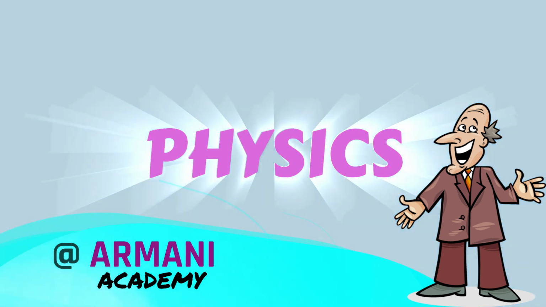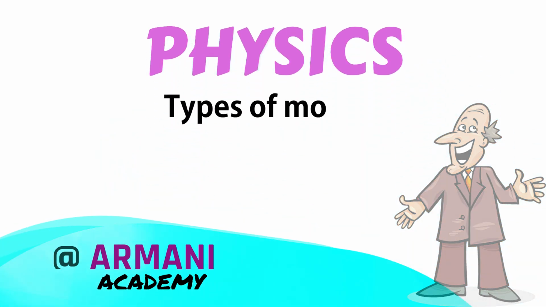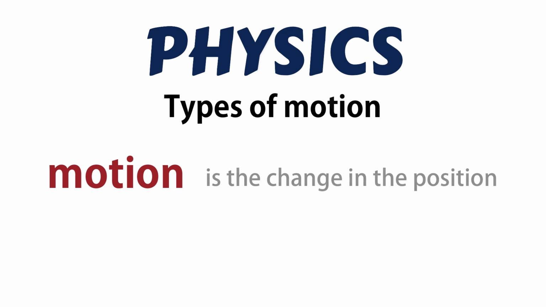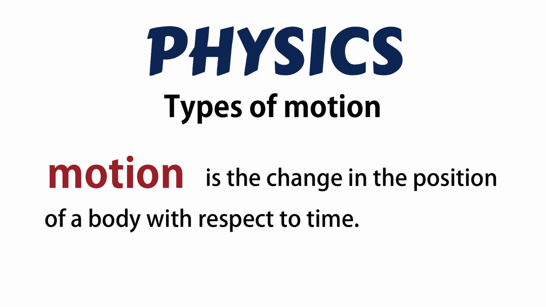In this video, we are going to talk about types of motion. But before we talk about types of motion, we need to understand what motion actually is. By definition, motion is the change in position of a body with respect to time. So anything that moves is undergoing motion.